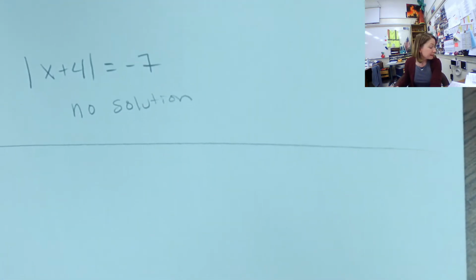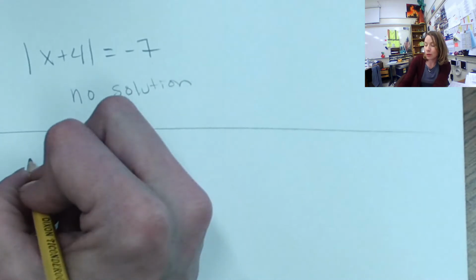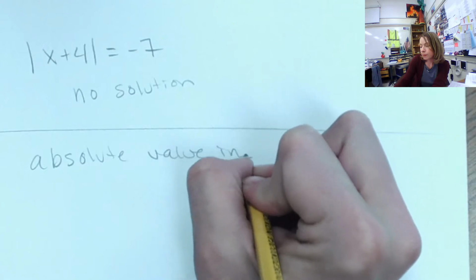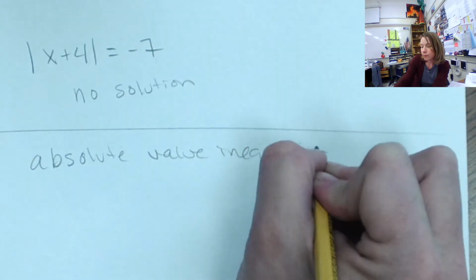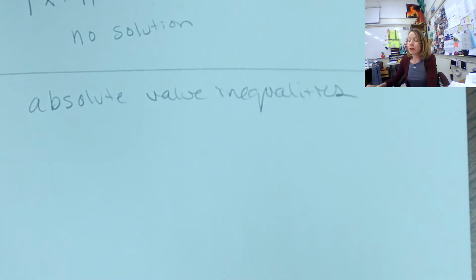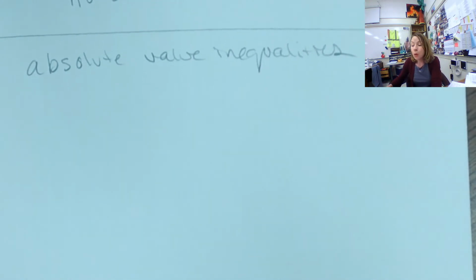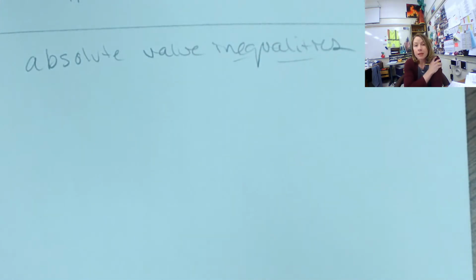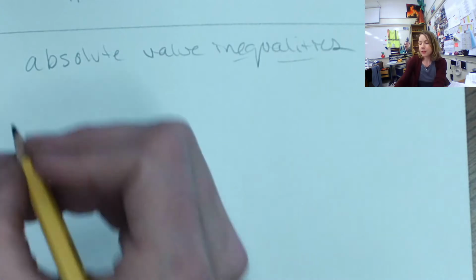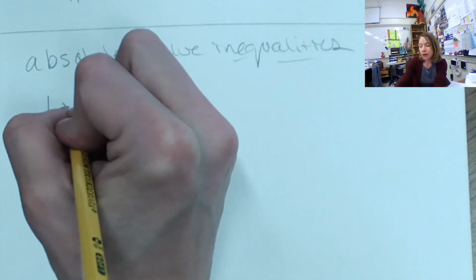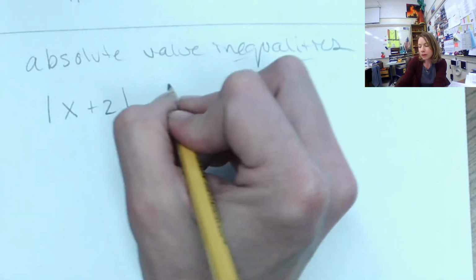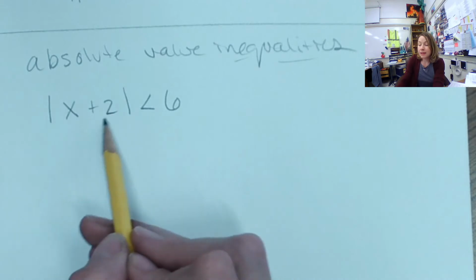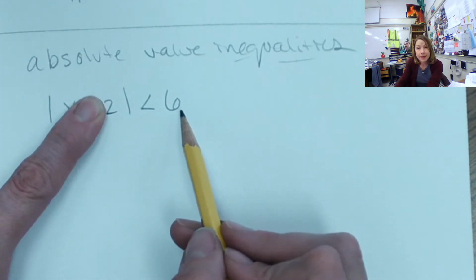The next piece is absolute value inequalities. So these are going to be very similar to the absolute values that we looked at before, and they're going to be similar to the inequalities that we looked at in the previous video. It's going to combine the 2 ideas. So let's say that I've got the absolute value of x plus 2 is less than 6. So that means that the distance from 0 is going to be less than 6.